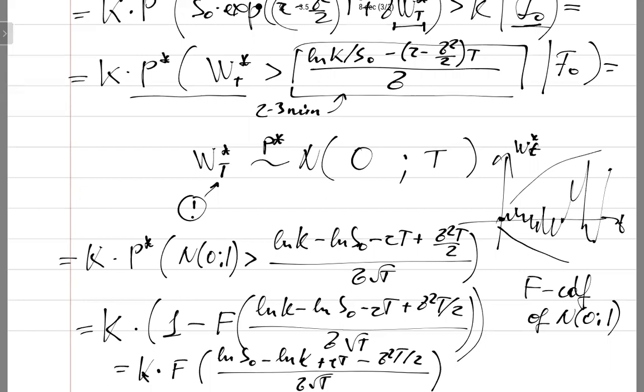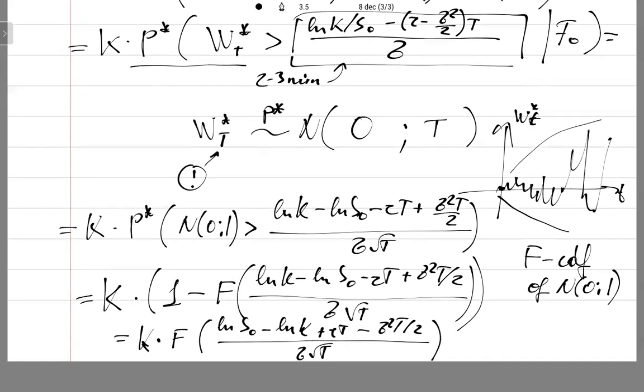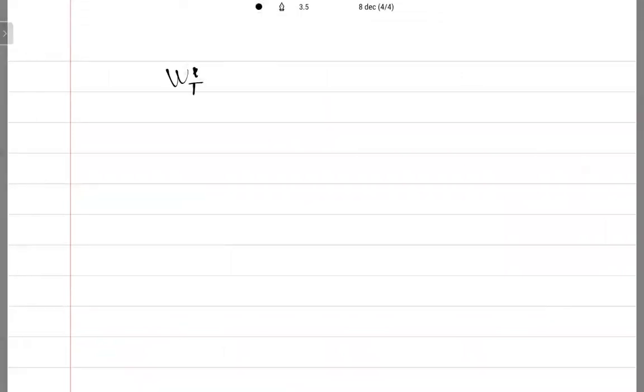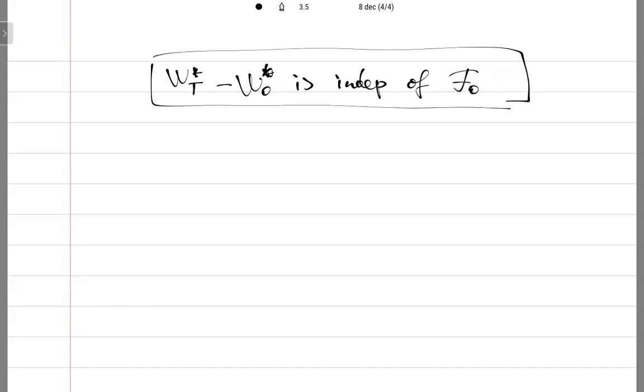Excuse me, why did we eliminate the sigma algebra? Because we know that W_T star minus W_0 star is independent of F_0. That's a property of Brownian motion: future changes are independent of past information.